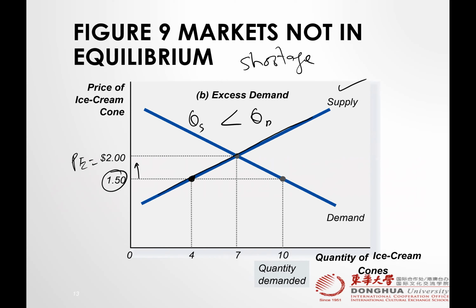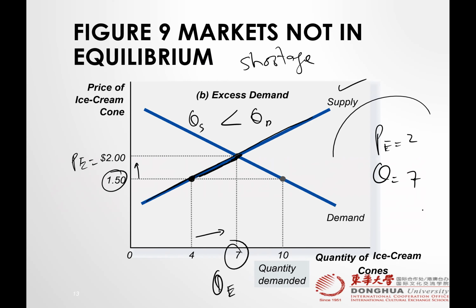What is the managerial decision here? Increase the price. Why? Because when you increase the price, suppliers will increase the supply, right? And because there is a shortage, buyers will buy more until you reach the equilibrium quantity. So again, price will revert back to its equilibrium price and equilibrium quantity.